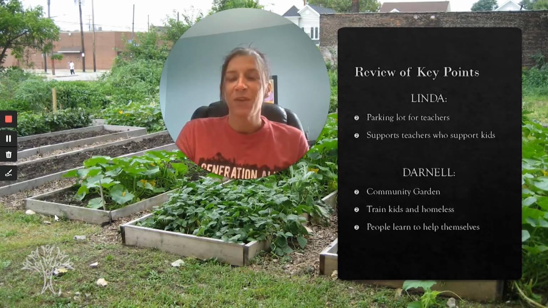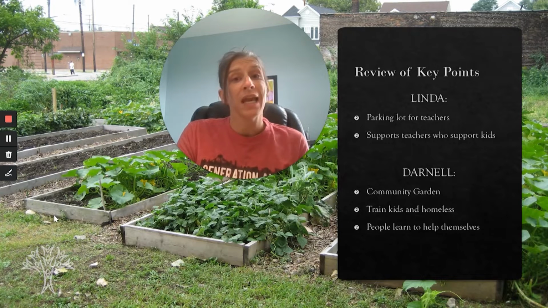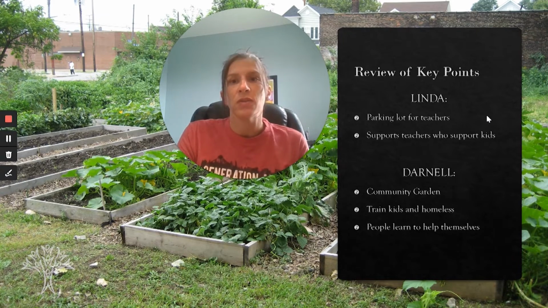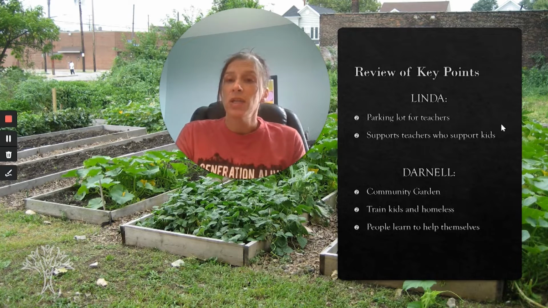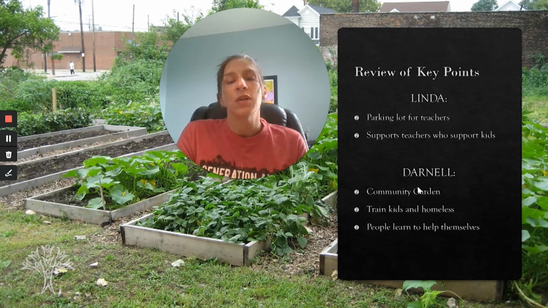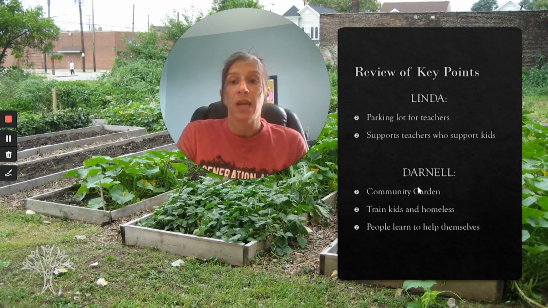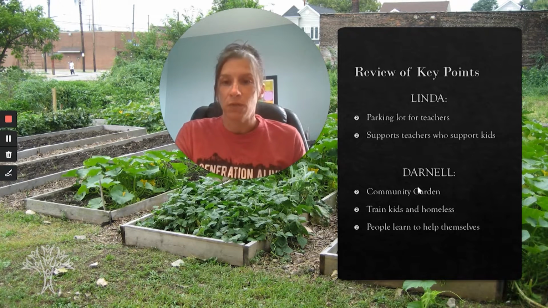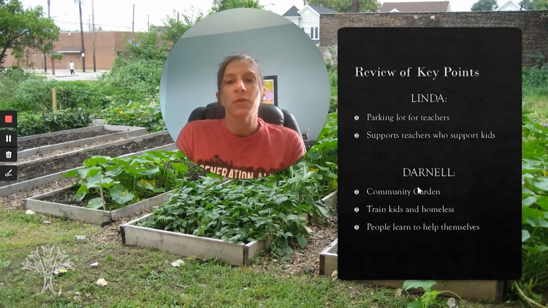Okay, let's start by reviewing key points in both Linda and Darnell's ideas that we talked about in Darnell Rock Reporting. Linda's idea for the empty lot was to create a parking lot for teachers. She thought if we support teachers, then in turn we support kids. Darnell believed we should create a community garden out of that space. He thought this would help train kids and homeless people in how to raise food for themselves. And it allowed people the opportunity to learn to help themselves.